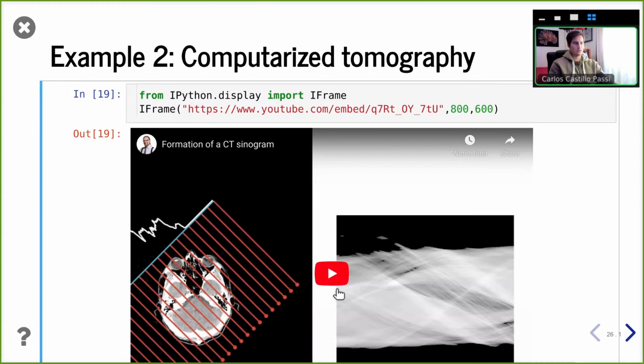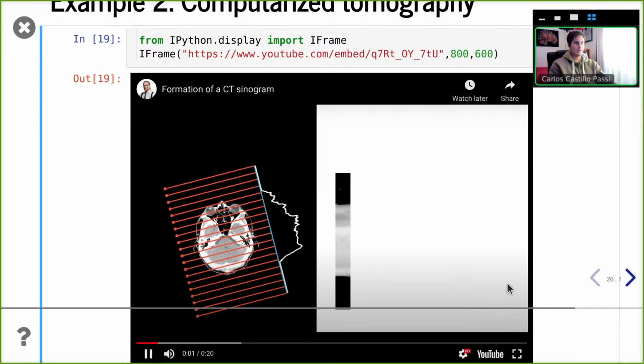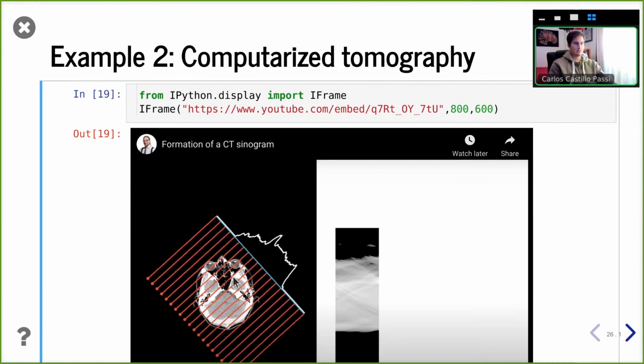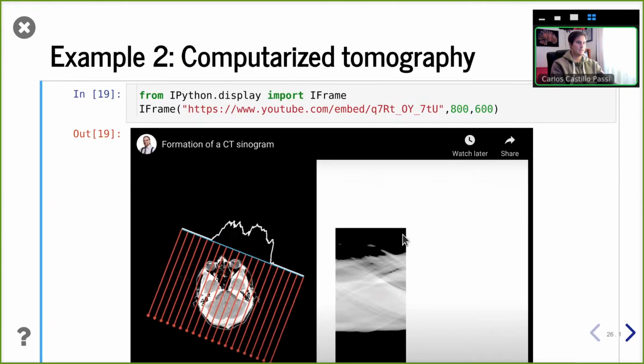In the computerized tomography, let me see how the video is working. Okay. It's not stopping. Let me leave it at that instant.